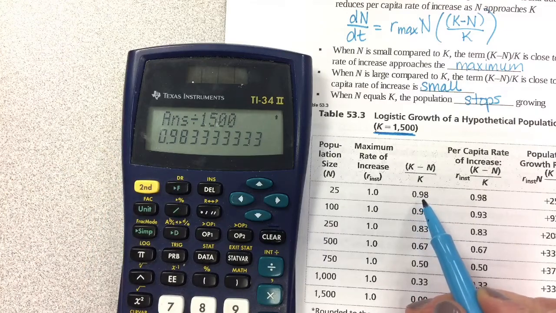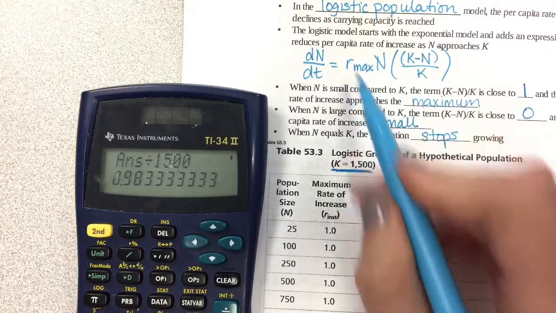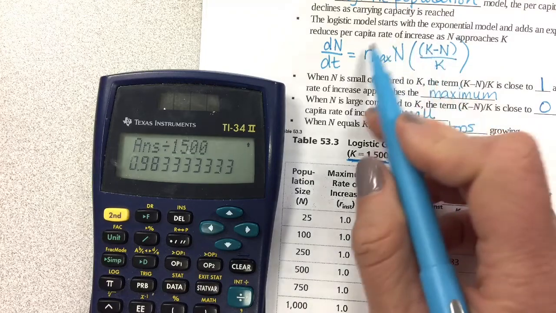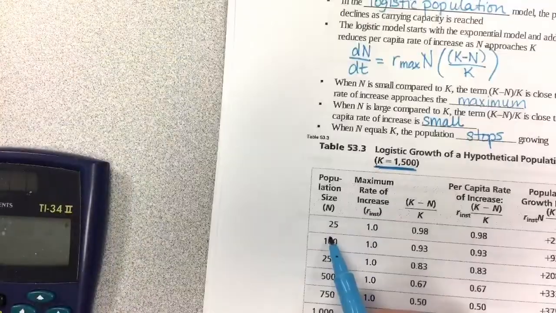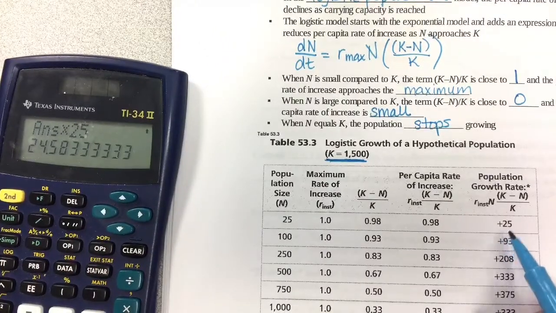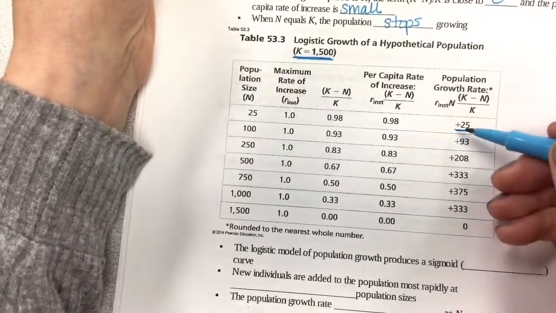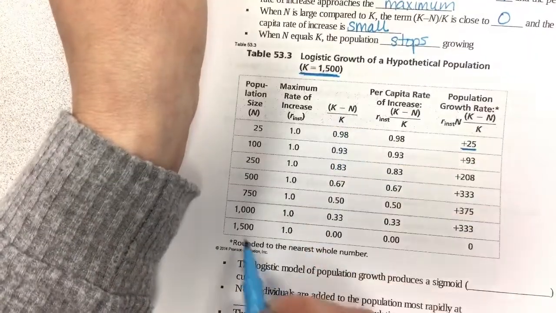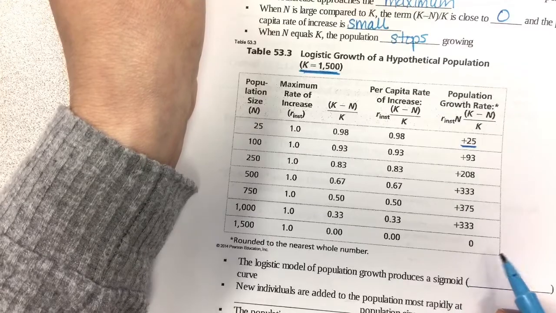So they're using the same equation. We just did this part of the equation. Then you multiply it by r, and r is 1, so that's the same. Then you multiply by n, the population size. So 0.98 multiplied by 25 gives, rounding up, a positive 25, and the positive tells you that the population is increasing. Then it grows to 100 and so on. When it gets to 1,500, k minus n is 1,500 minus 1,500, so you get 0, and therefore the growth rate is going to be 0. That's how that works.